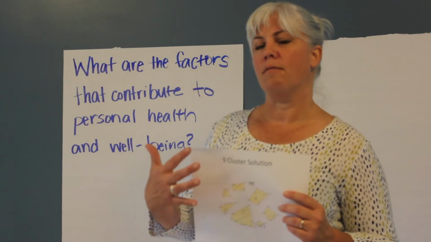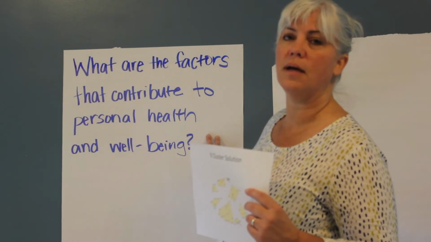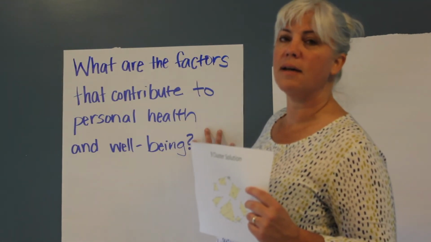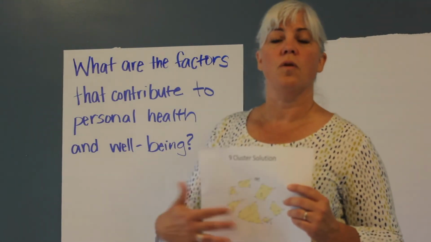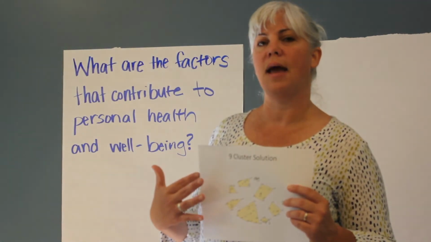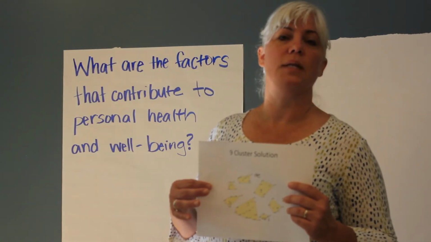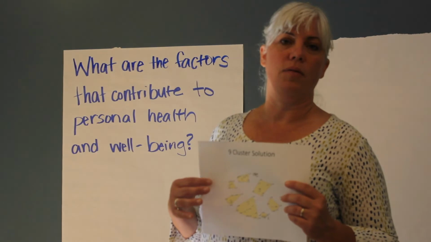So already we have a really good understanding of what the factors are that contribute to personal health and well-being. There are 75 things. Those group into 9 different themes. And what we want to understand now is how those 9 different themes relate to personal health and well-being.